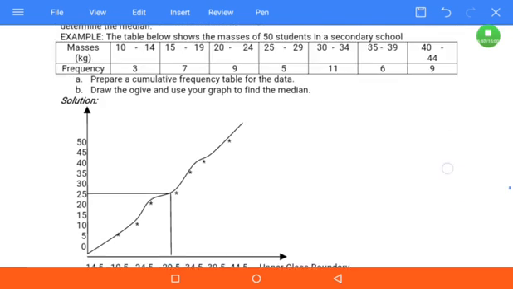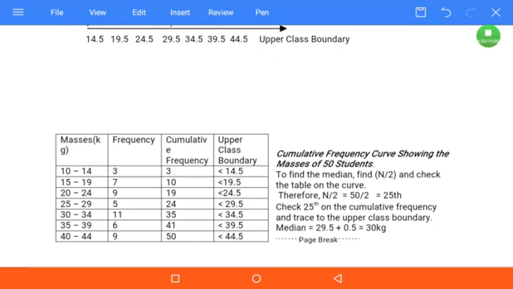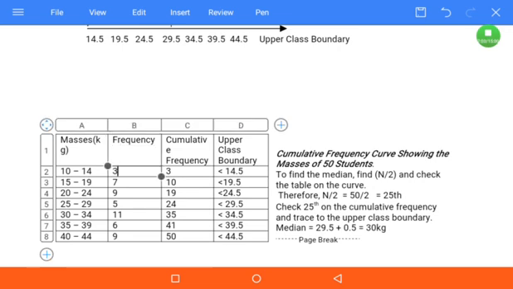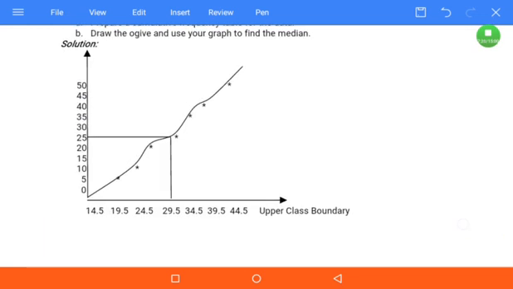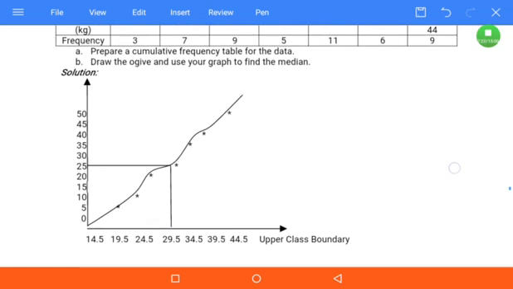To draw an OG, you need this table. You need the class interval, the frequency, then the cumulative frequency. This is how to cumulate. Transfer the first frequency, then 3 plus 7 gives 10, 10 plus 9, 19, and so on and so forth. And you need the upper class boundary, don't forget, which is 4.5, 9.5, 14.5, etc. When you're done, plot your cumulative frequency against upper class boundary, and you get this graph. Now, when you are done with the graph, we are done with A.